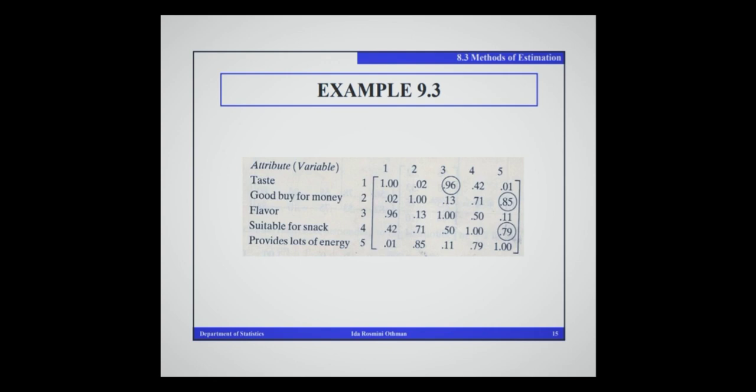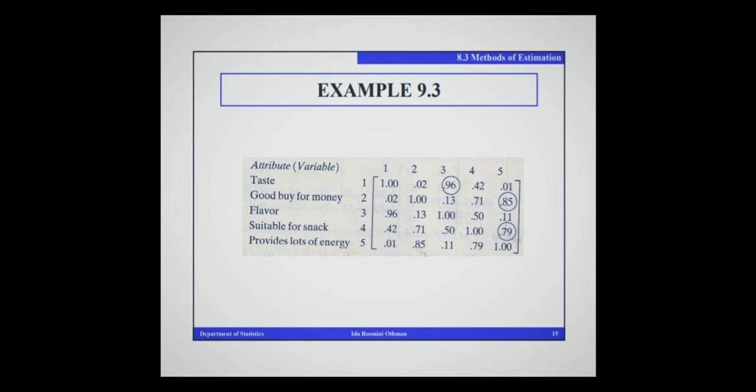Okay, kita tengok variable keempat tadi. Kalau kat sini 0.79 adalah correlation di antara variable keempat dan variable kelima, 0.71 di antara variable keempat dan variable kedua. So jelaslah, it's clear that 0.79 is higher. So we can make the fourth variable berada dalam group kedua dan kelima.